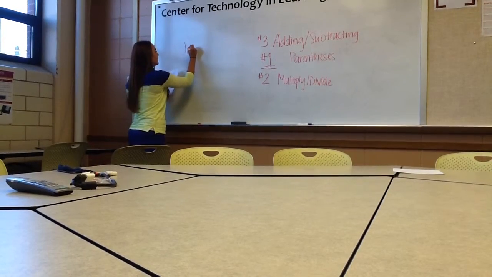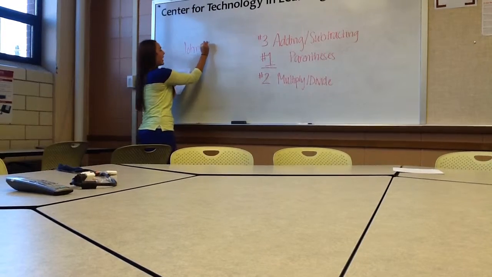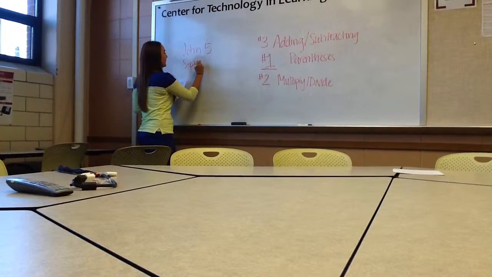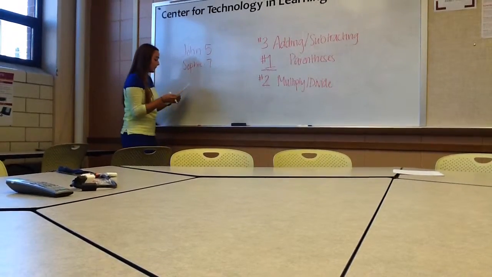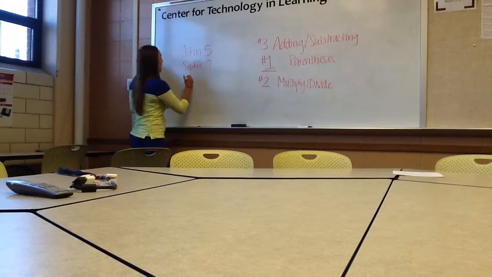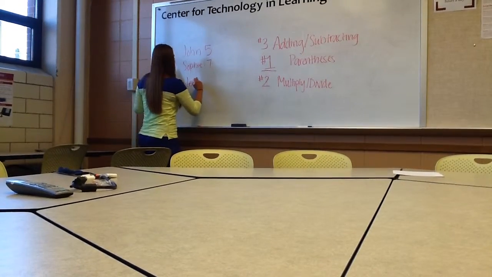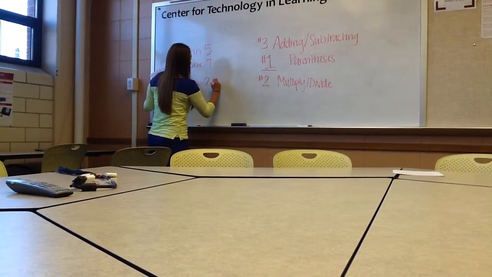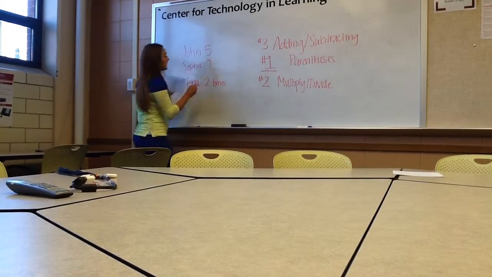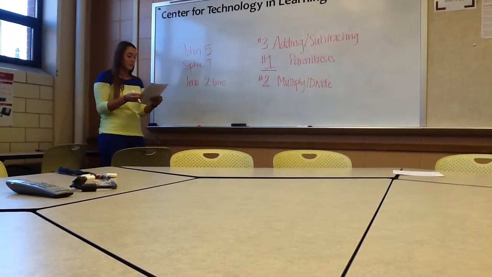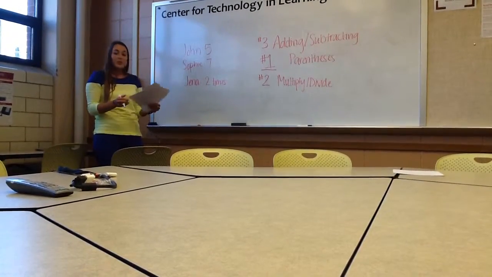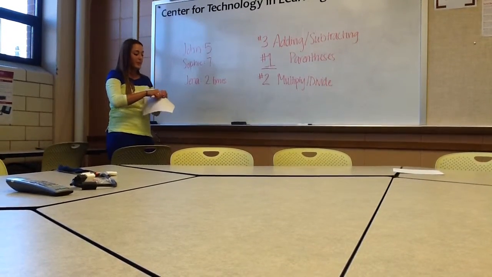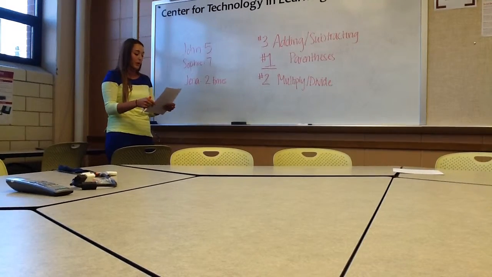John has 5 marbles. Sophie has 7 marbles. And Jenna has 2 times the sum of John and Sophie's marbles. So I'm going to give you about 30 seconds to try and write the simple numerical expression on your piece of paper, just like we did with the last problem on the board.